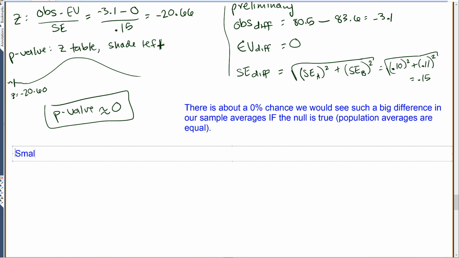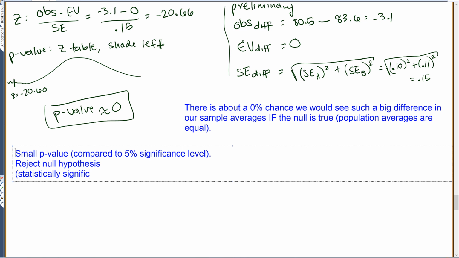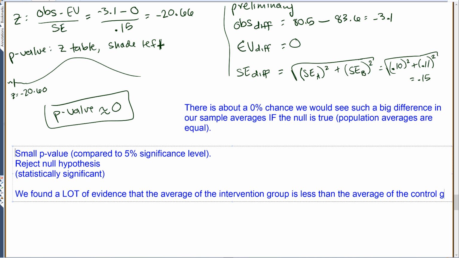Well, that is a very small p-value when compared to a 5% significance level. So we will reject the null hypothesis. Our results are statistically significant. And we found a lot of evidence, because that's going to be a really small p-value. We found a lot of evidence that the average of the intervention group is less than the average of the control group.